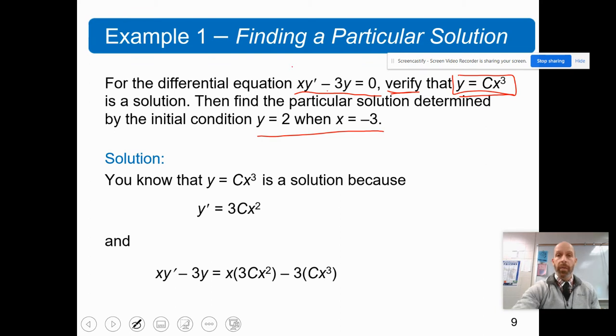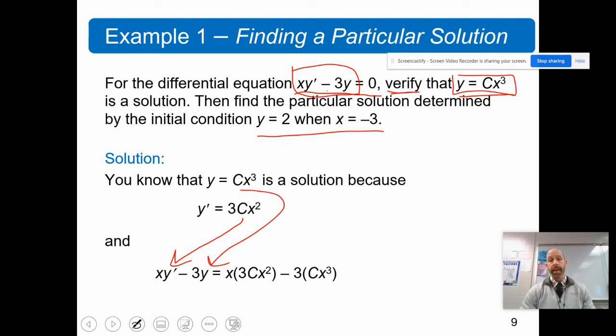Now, if we look at the right-hand side of our equation, which is x y prime minus 3y, we can now start substituting. Well, guess what we can put in for y prime? 3cx squared. What can we put in for y? Cx cubed, because that's what they are. So we make those substitutions, and we can clearly see that they are equal to 0, and that is exactly what the right-hand side is, 0. So we have just verified that that is indeed the solution.